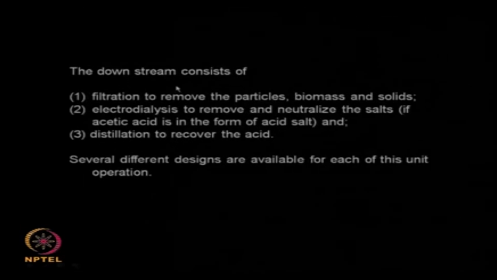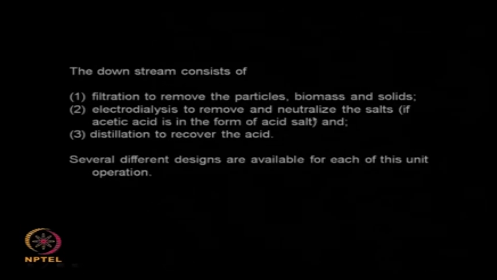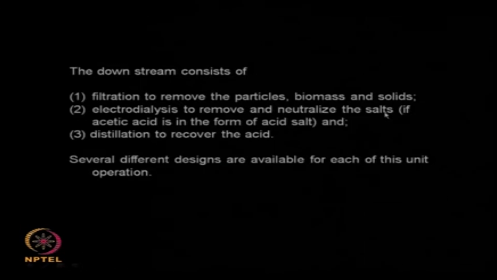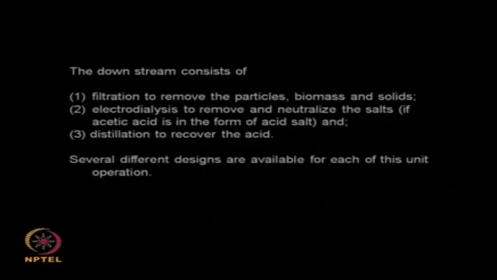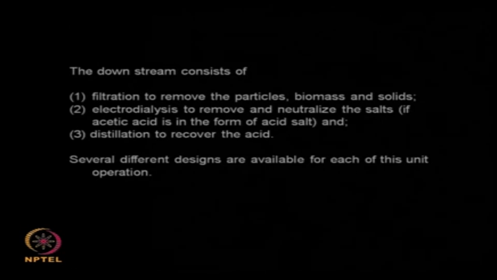So what are the downstreams? Once you make the acetic acid, you have to filter the media for removing the particles, biomass and solids, and then you resort to electrodialysis to remove and neutralize the salts that are present, because you are going to have a lot of salts present, so that the acetate becomes acetic acid, and then finally you resort to distillation to recover the acid. So these are the three downstream steps in acetic acid manufacture. Initially the filtration to remove all the biomass, cell debris, solids, and then using electrodialysis you convert the acetate into acetic acid, and then finally you have the distillation.